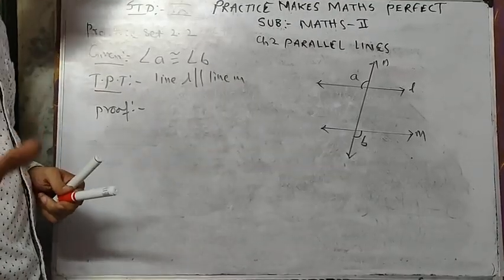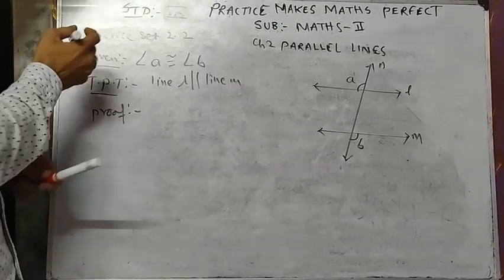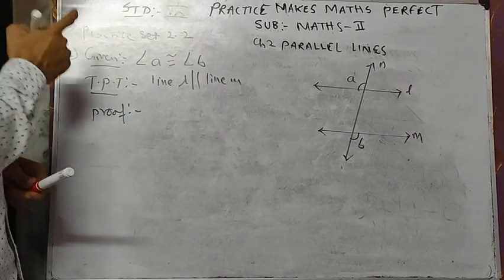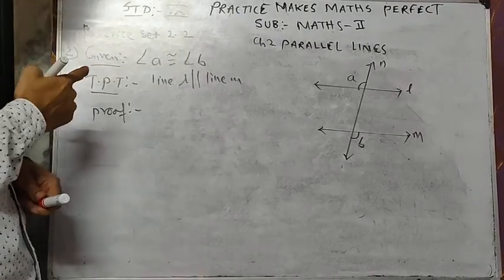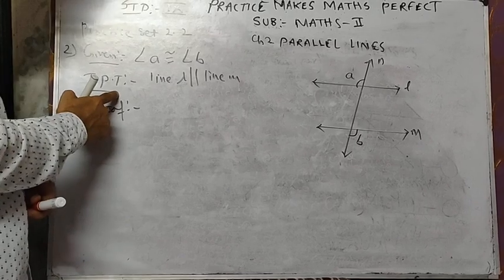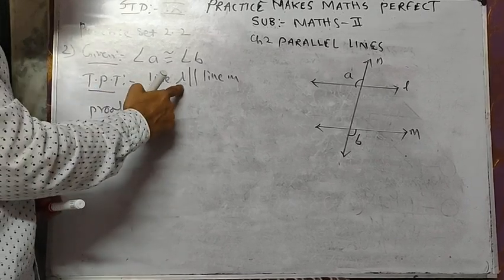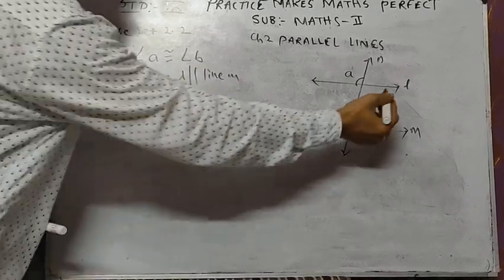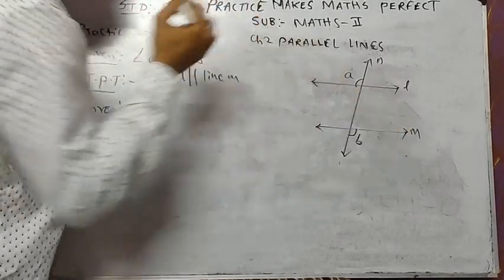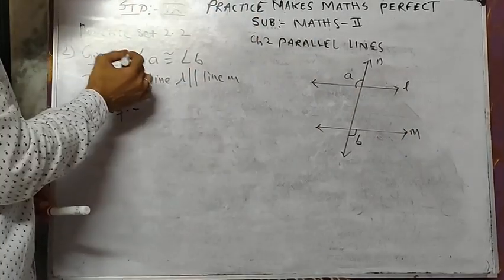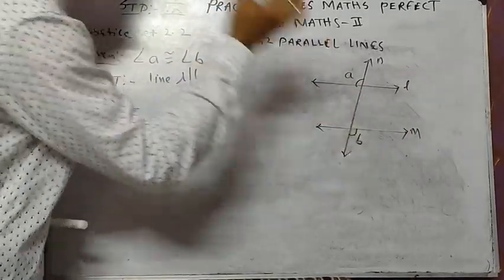Okay, now come to sum number 2. Given angle A is congruent to angle B, and we have to prove that line L is parallel to line M. We have to show these two lines parallel. It is given here that angle A is congruent to angle B.